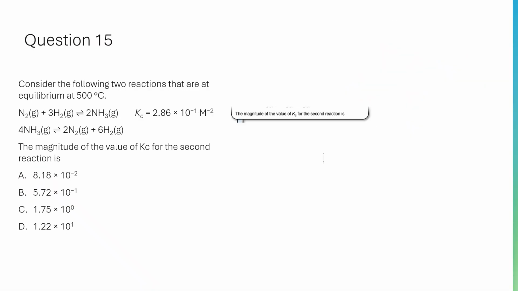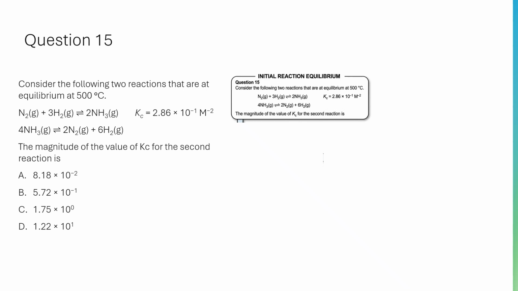We are given an initial chemical system, labeled initial reaction equilibrium, that combines nitrogen and hydrogen gases to produce ammonia, with a known Kc value at 500 degrees Celsius. The core challenge is to determine the equilibrium constant for a second, target reaction.